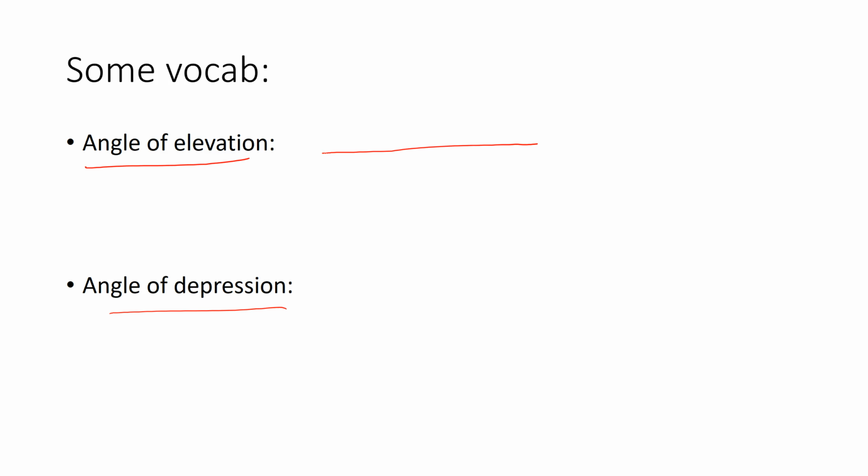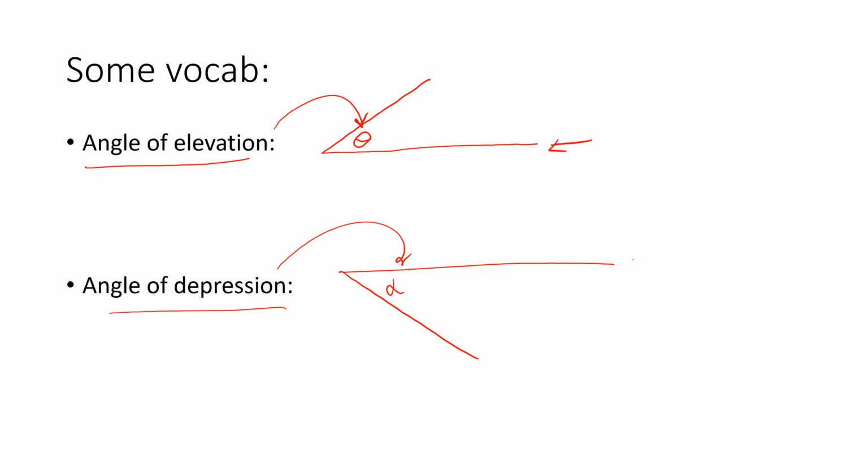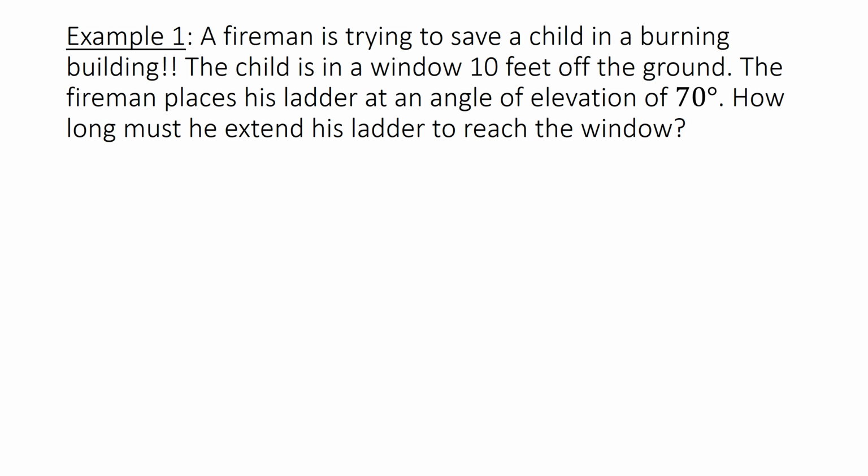So the angle of elevation is going up like this. Maybe we'll call it theta. So here's an angle of elevation. The angle of depression is going down. We'll call this angle alpha or something. Do you see how both angles, the elevation angle or the depression angle, are coming off the horizontal line? Not a vertical line, a horizontal line. Important for problems.